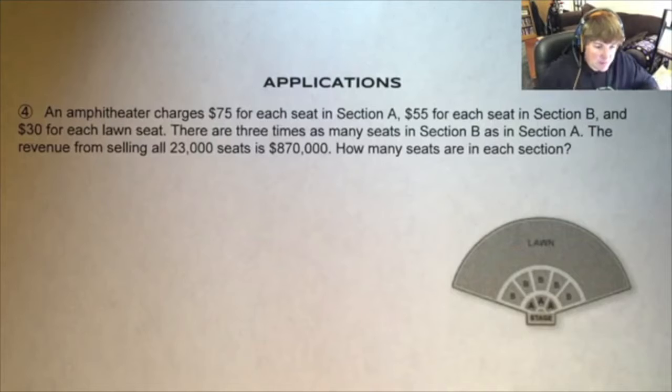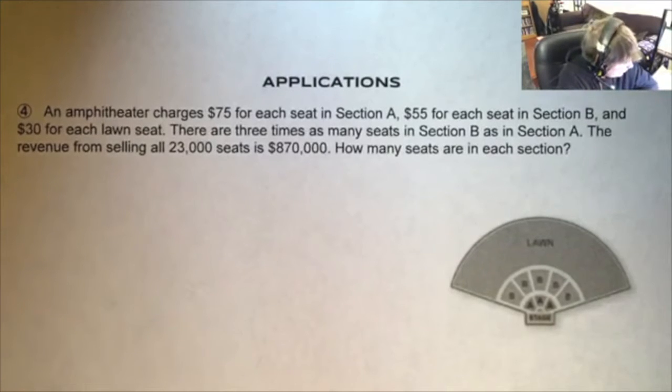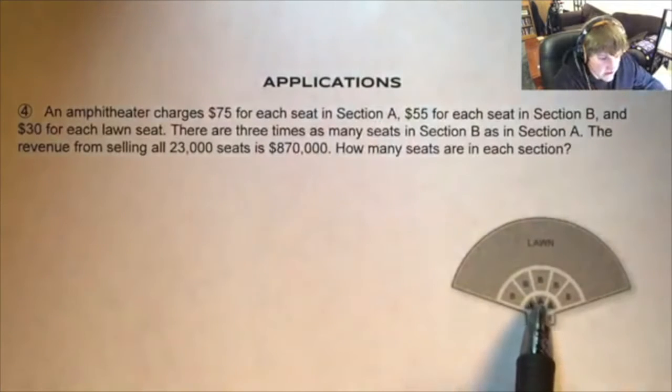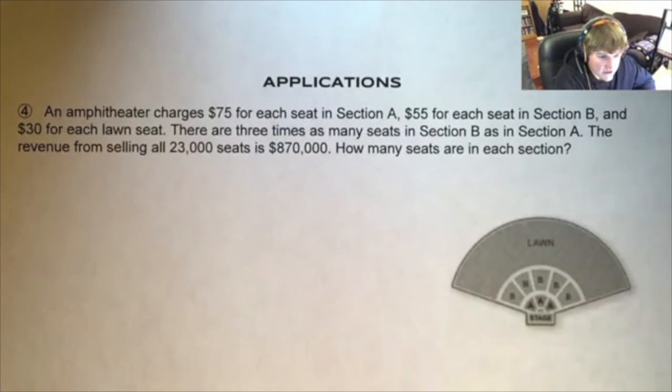All right, last problem. This is problem number 4 in the 1-5 notes. It's a word problem. We'll just have one of these in the notes, and then we'll let you loose to the homework. What we have here is an amphitheater which charges $75 for each seat in section A, so in this lower arc here, $55 for each in section B, and then $30 just for a lawn seat. There are 3 times as many seats in section B as there are in section A. And the revenue from selling all 2,300 seats is $870,000. And I want to know how many seats are in each section.